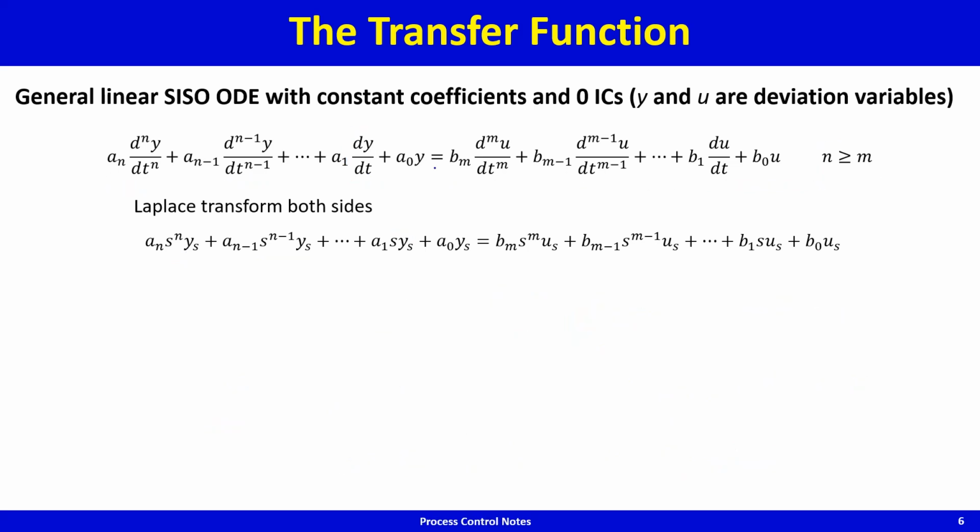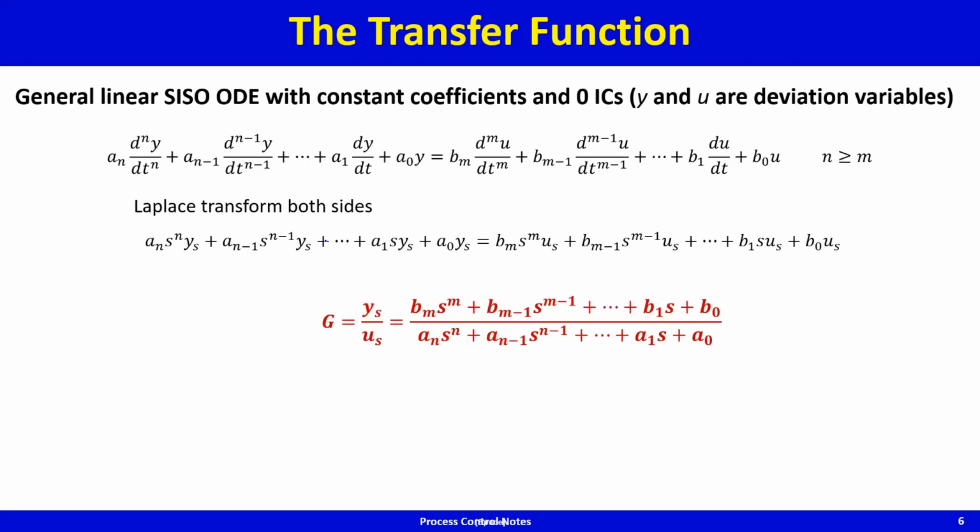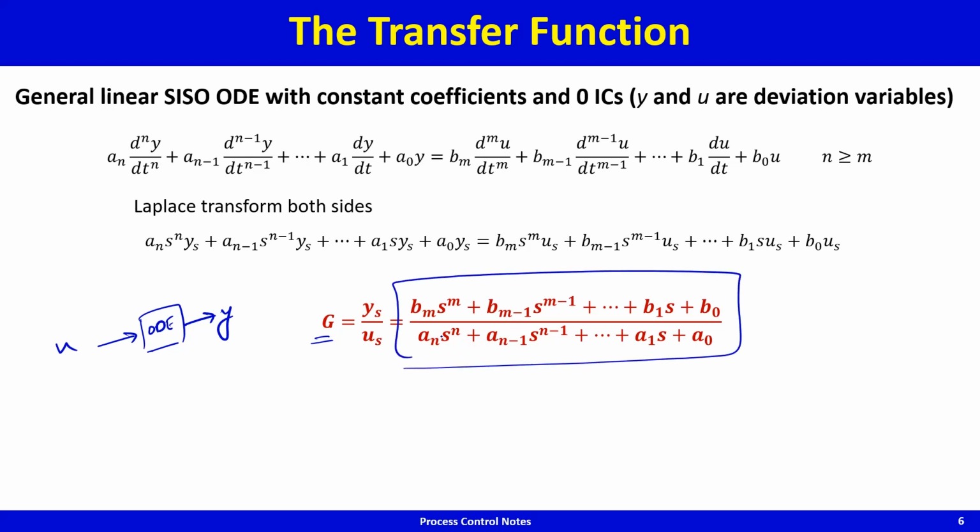Now if we Laplace transform both the sides of the governing differential equation, this is what we get. Collect the y and u terms together, take y common, take u common, and then what you get is the transfer function G, which is y of s divided by u of s, because u is the input and y is the output, and the ordinary differential equation relates the output to the input. This is called a transfer function.